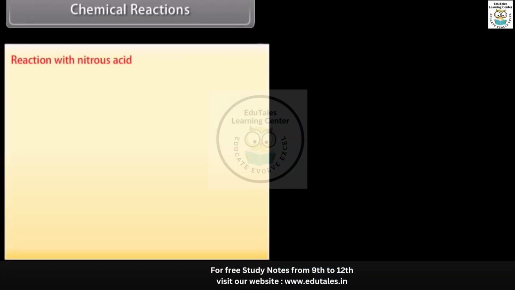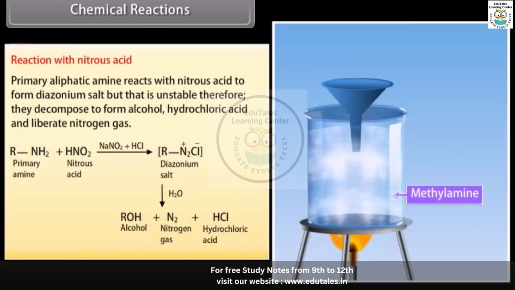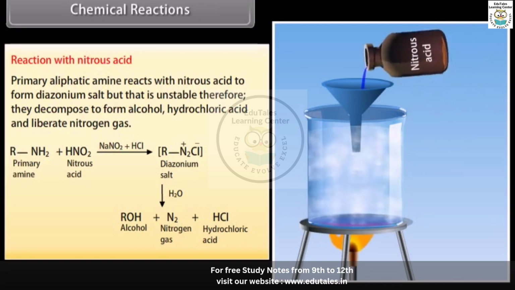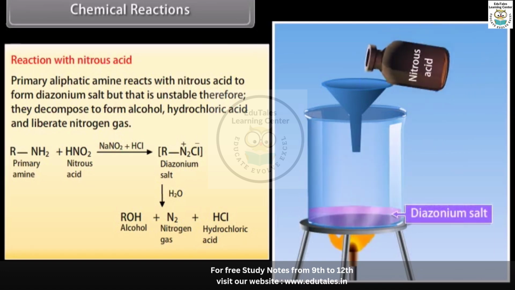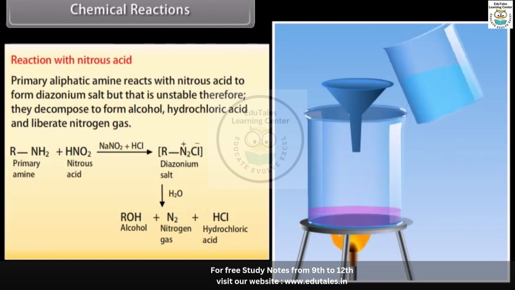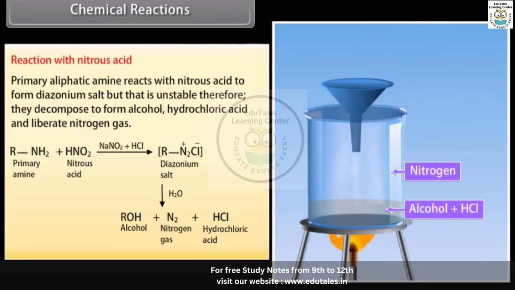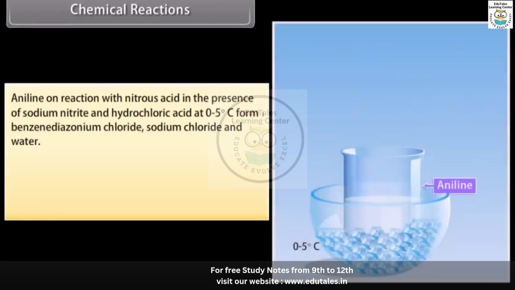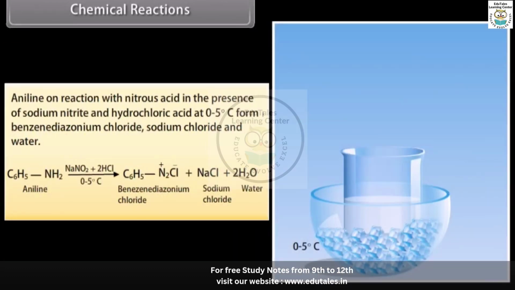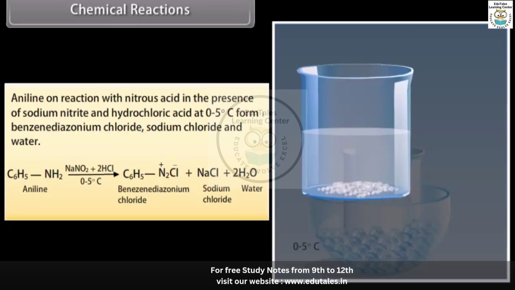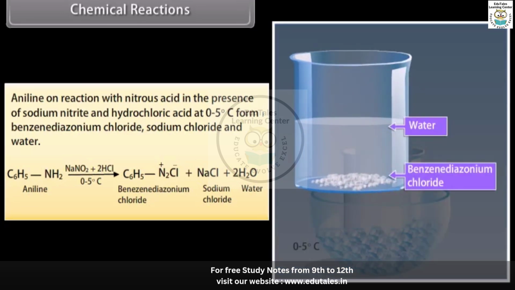Reaction with nitrous acid. A primary aliphatic amine reacts with nitrous acid to form a diazonium salt, but that is unstable. Therefore, it decomposes to form alcohol, hydrochloric acid, and liberates nitrogen gas. Aniline on reaction with nitrous acid, in the presence of sodium nitrite and hydrochloric acid at 0 to 5 degrees Celsius, forms benzene diazonium chloride, sodium chloride and water.